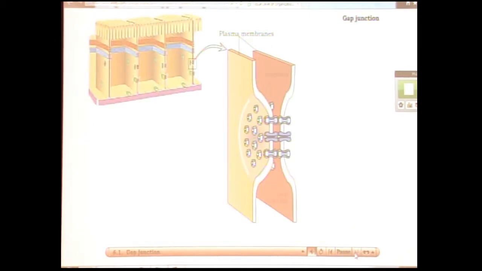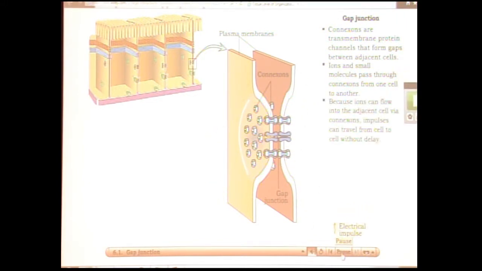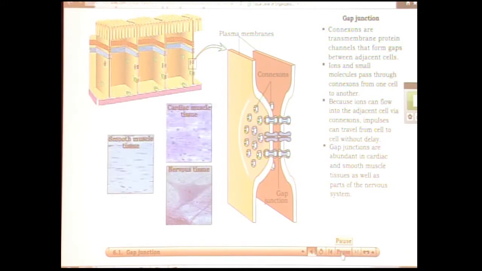A gap junction is an open communication channel. Transmembrane proteins, called connexons, join together to create tiny tunnels that form gaps between the adjacent membranes. Gap junctions allow ions and other small molecules to pass freely from one cell to another. Gap junctions also allow electrical impulses to pass rapidly from one cell to another. Gap junctions are particularly abundant in some types of muscle tissue.